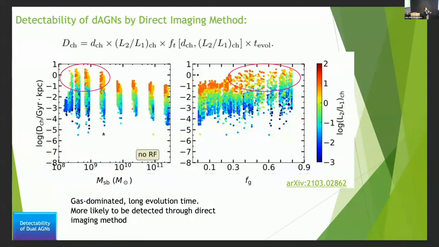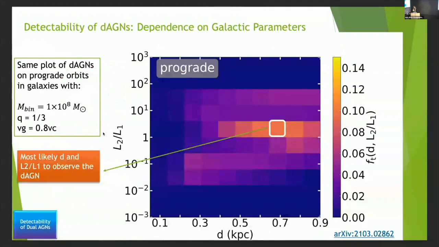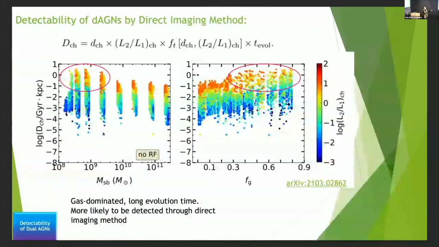So here we combine the most likely separation and most likely luminosity ratio. These values are just what we got from these pixel plots. And also here's the evolution time spent at this combination of values, to be the detectability of a DUAGN. And please don't think too hard on the absolute value of this detectability. These are meant to be relative quantities that we can compare to each other and see what galaxy property holds the most likely, most observable DUAGNs.